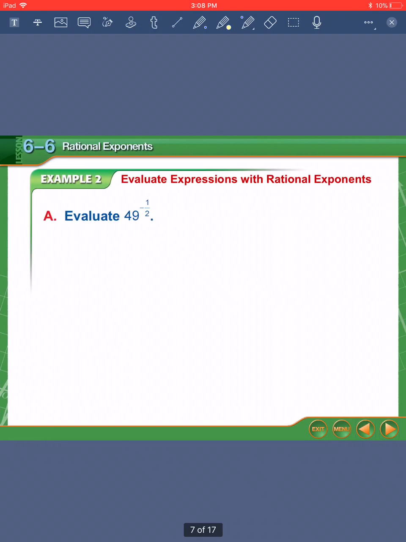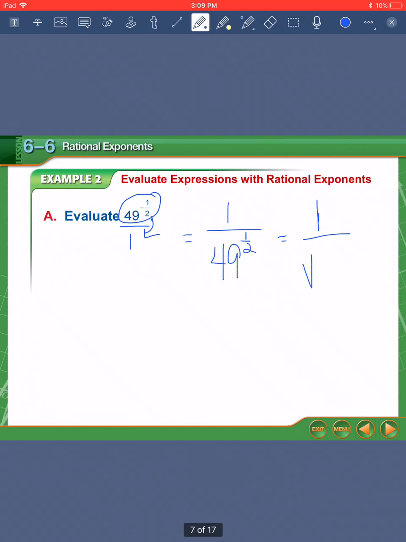So evaluating 49 to the negative 1/2 power. We've talked about negative exponents, and we have to make negative exponents positive. So right now, think of 49 as 49 over 1. To make that 1/2 power positive, we're going to move it to the denominator. So this is 1 over 49 to the 1/2 power, which the 1/2 power really means we're taking the square root. So it's 1 over the square root of 49, which is 1 over 7. So 1/7 is our answer.